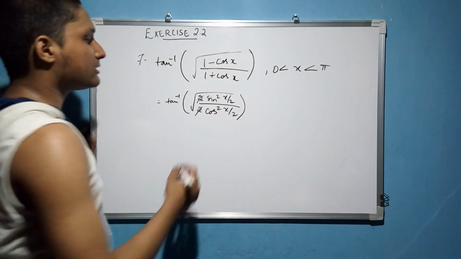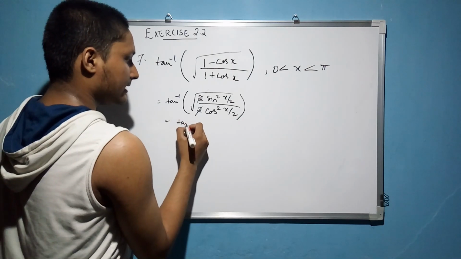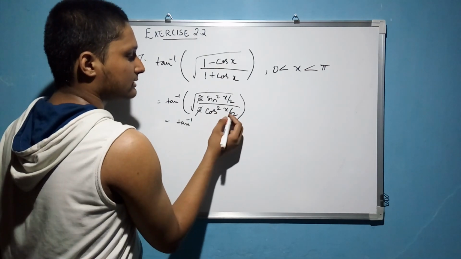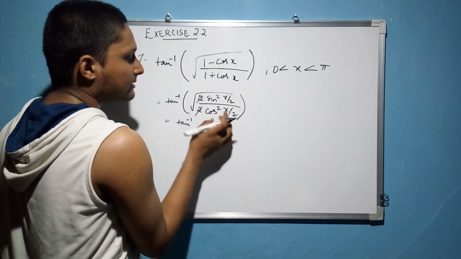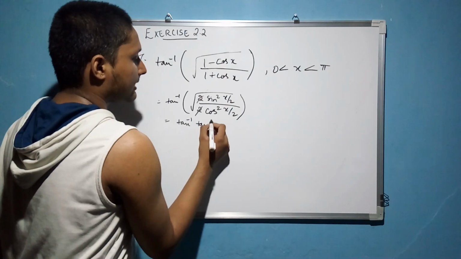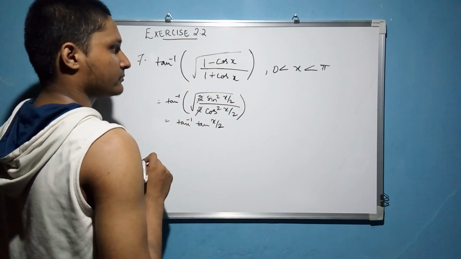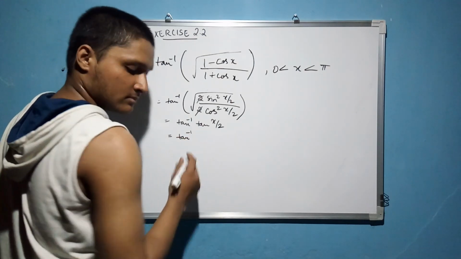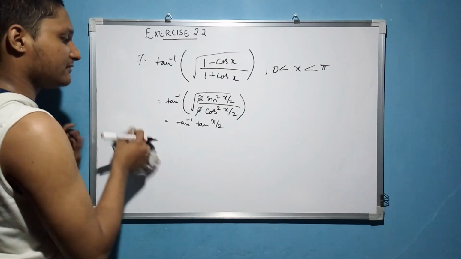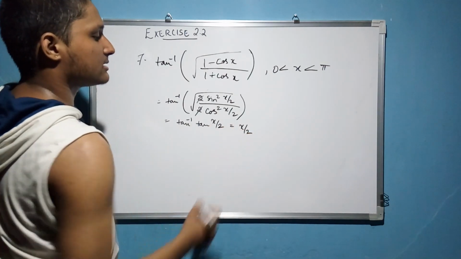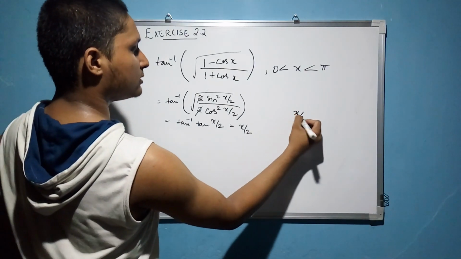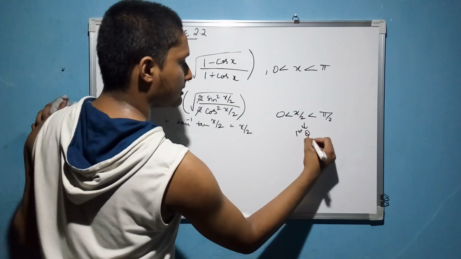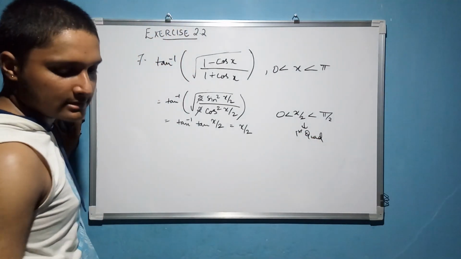If you cancel that off, what you are going to get here is tan inverse of sine x by 2 divided by cos x by 2, which comes to be tan square x by 2 under one root, therefore it becomes tan x by 2. So the tan inverse is already gone, right? Tan inverse tan. So you get x by 2 as the answer. So x by 2 should belong to 0 and pi by 2. Therefore only the first quadrant is considered in this case.